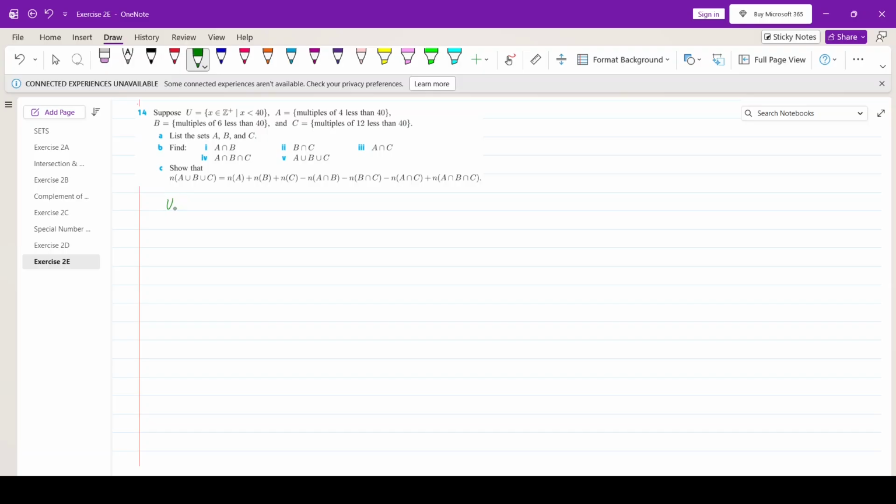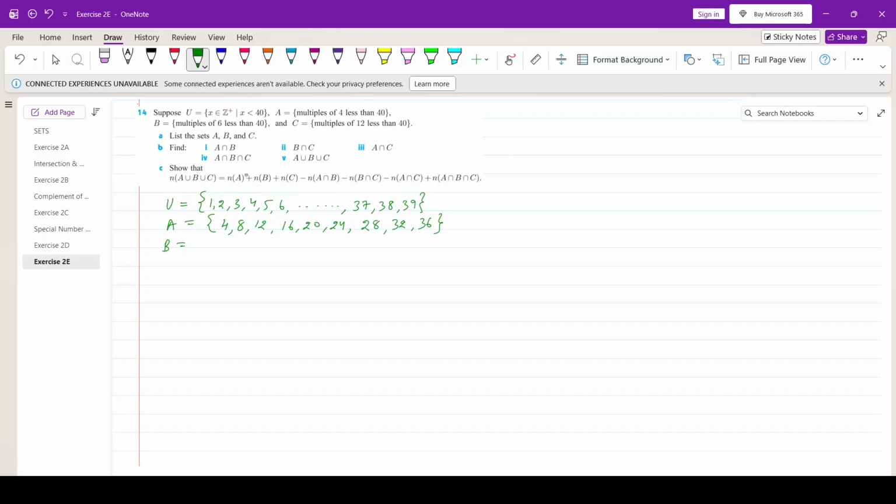Suppose U is the universal set containing all positive integers, and that will be 1, 2, 3, 4, 5, 6 and so on till 37, 38 and 39, because x is less than 40. A is a set containing multiples of 4 less than 40. So that will be 4, 8, 12, 16, 20, 24, 28, 32, 36. That's it.